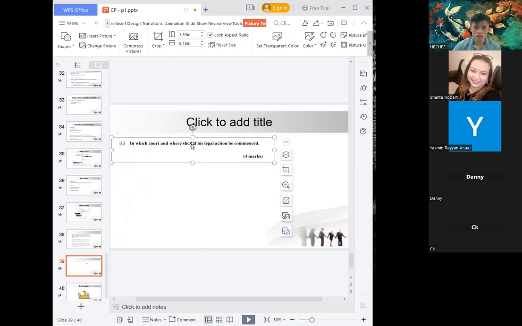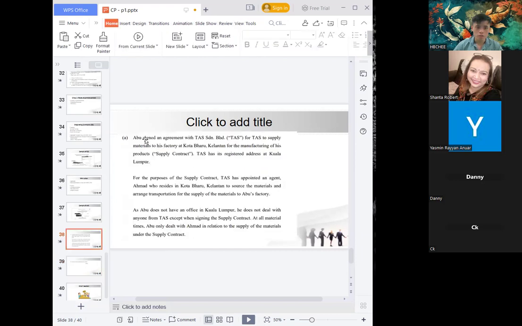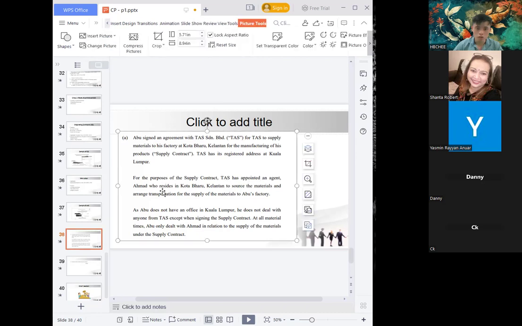The question is asking: in which court and where should the legal action be commenced? To answer the question, we have already identified the parties. Another fact is TAS has appointed an agent who resides in Kota Baru, Kelantan. So the answer is you can either file the case in the Kuala Lumpur court or in the Kelantan court, because it fulfills the criteria: cause of action taking place, and place where the defendant resides or has a place of business.